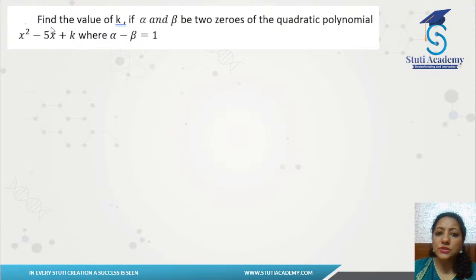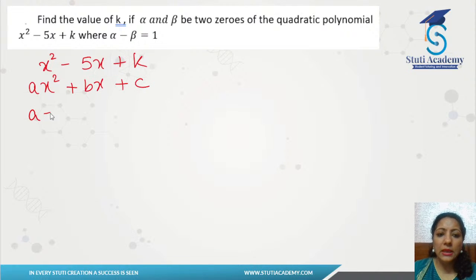Now please read this question. Find the value of k if alpha and beta be zeros of the quadratic polynomial x square minus 5x plus k, where alpha minus beta equal to 1. So the polynomial given to us is x square minus 5x plus k. If I compare this with the standard form for a quadratic polynomial, that is ax square plus bx plus c, then a is 1, b is minus 5 and c is k.